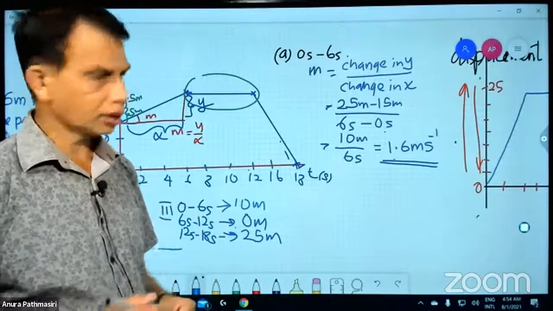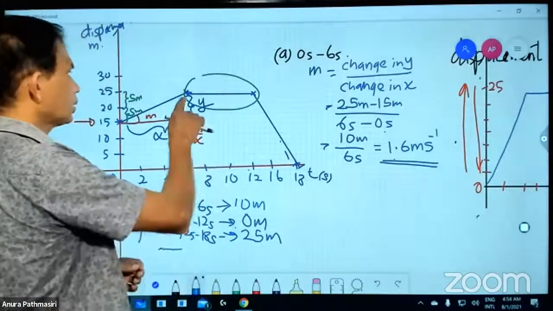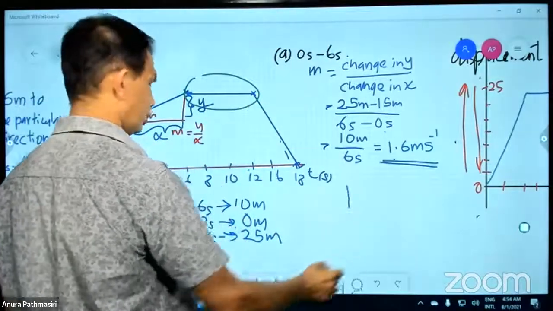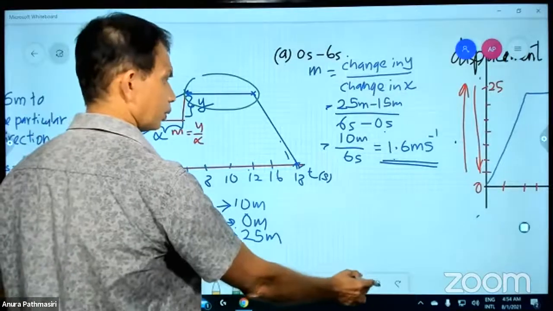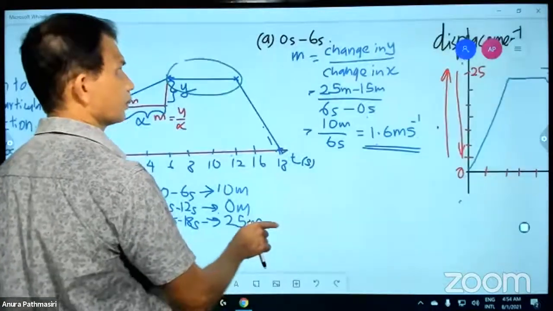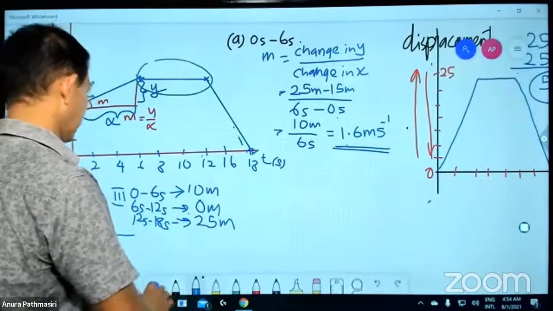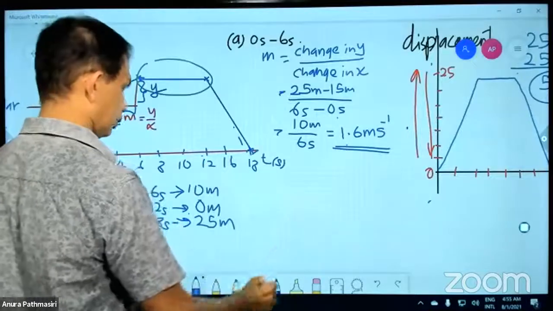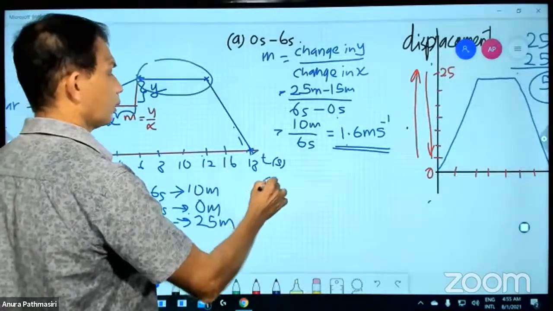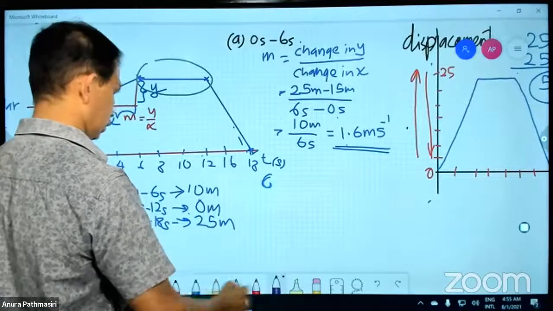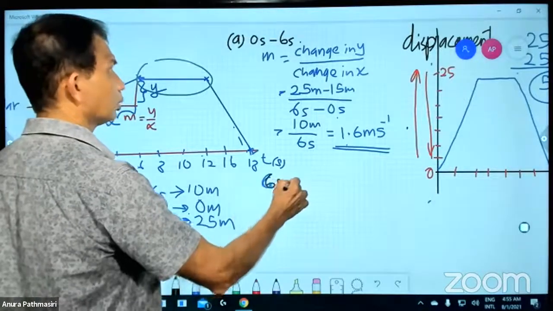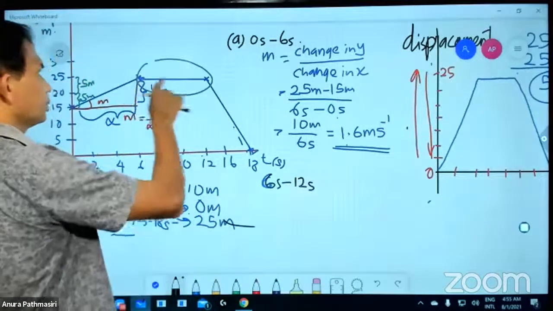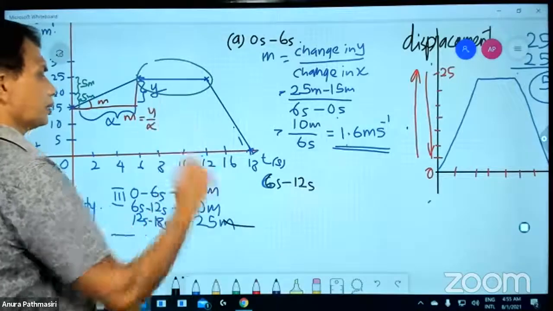Then 6 second to 12 second. You can have the answer in 2 ways. Let me see how I explain it. Magnitude of this particular period, right here, that is 6 second to 12 second.